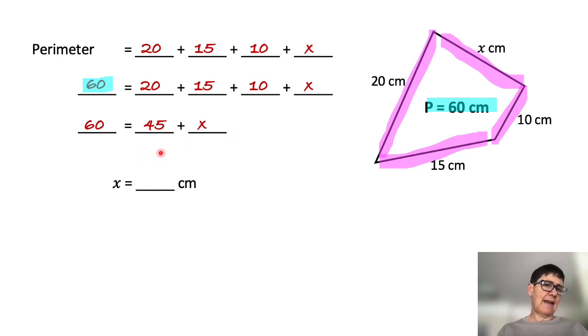Now if I'm using algebra, I'm going to work out what x is. I'm going to take away 45 from both sides. And x is 15. Okay, and I'll show you a little bit more in this next example.